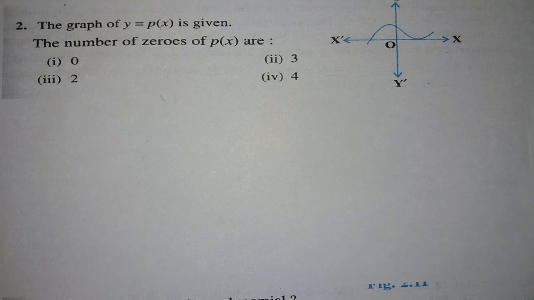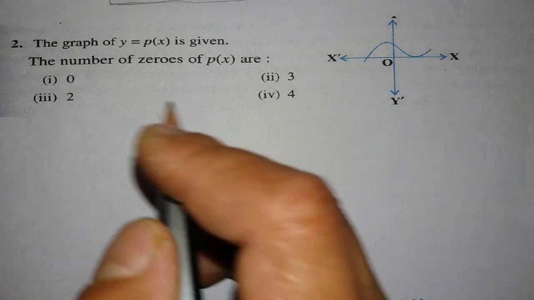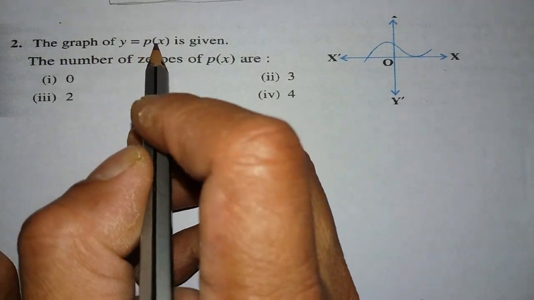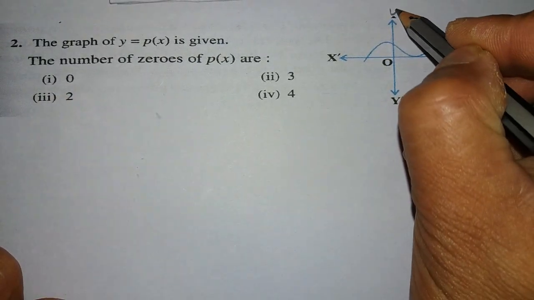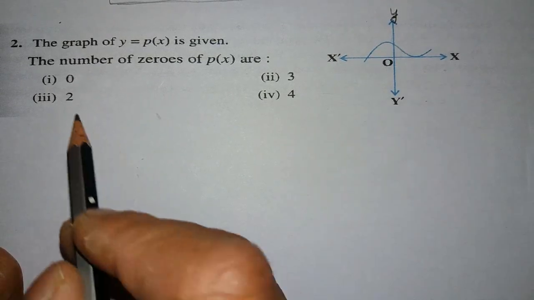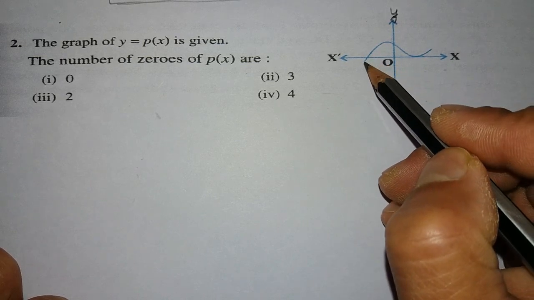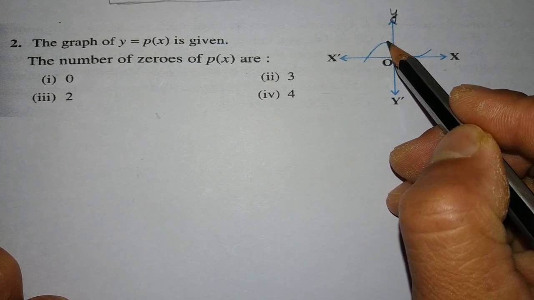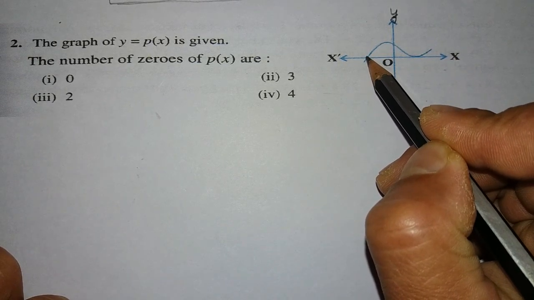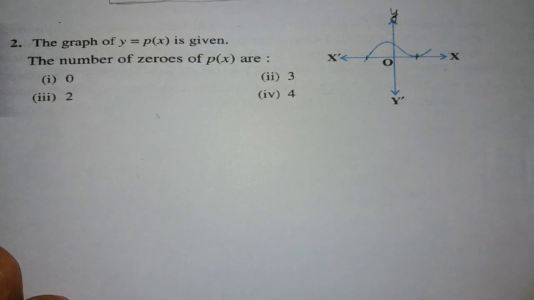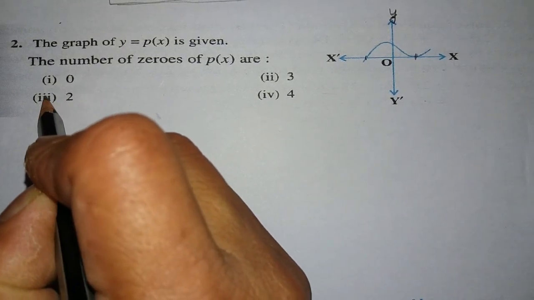Okay, question number 2. The graph of y equal to p(x) is given. The number of zeros of p(x) are, okay, we have to observe this graph and we have to give the answer. Now when we observe this, what we got is this curve, this graph is cutting the x-axis at exactly 2 points, here one and another here. So which means that there are two zeros of this polynomial p(x). So the correct answer is this one.